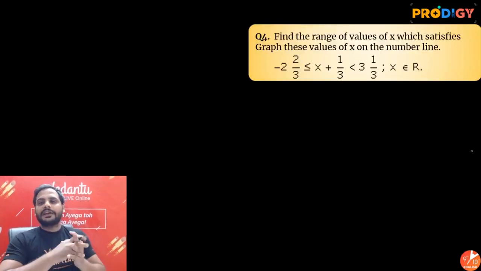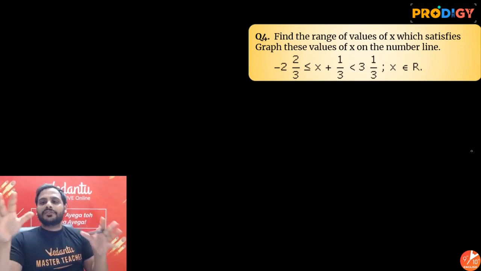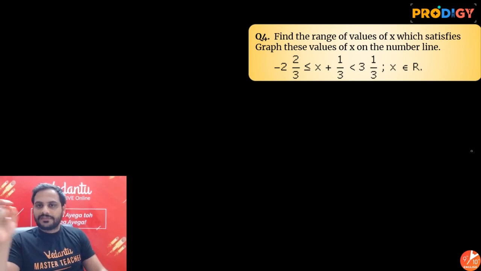Next question is this: find the range of values of x which satisfies the inequality. Graph these values of x on the number line. So we have to solve it and put it on the number line. Alright, chalo sir, let us solve it. So I can solve it simultaneously as well.